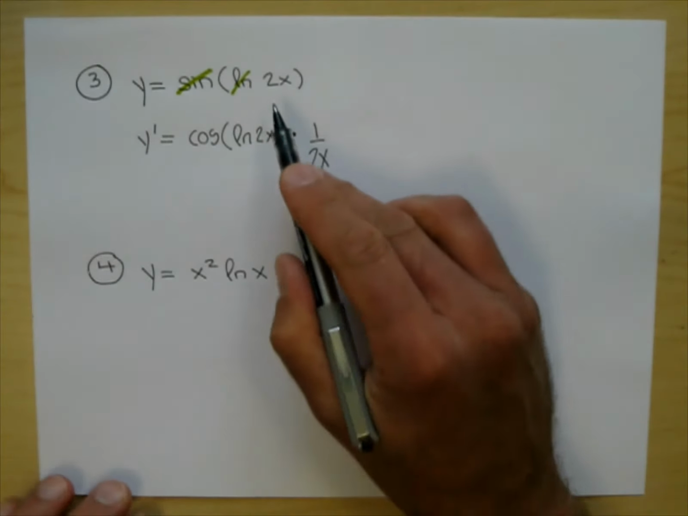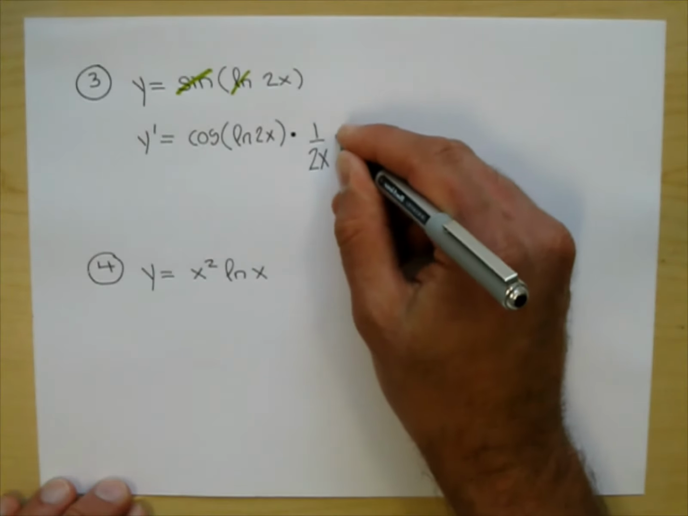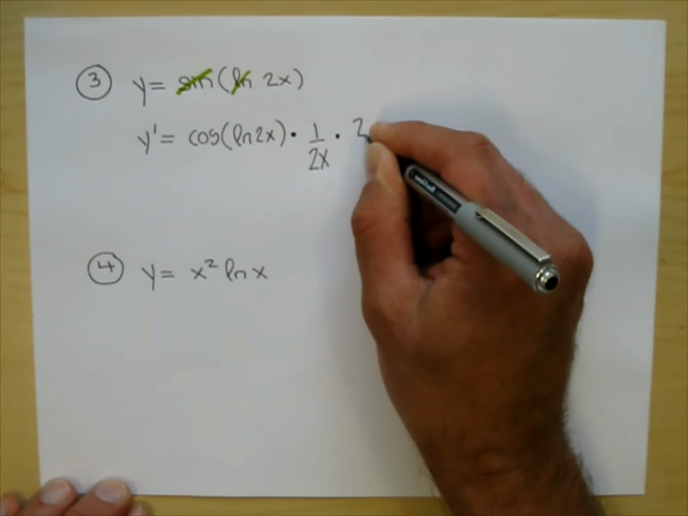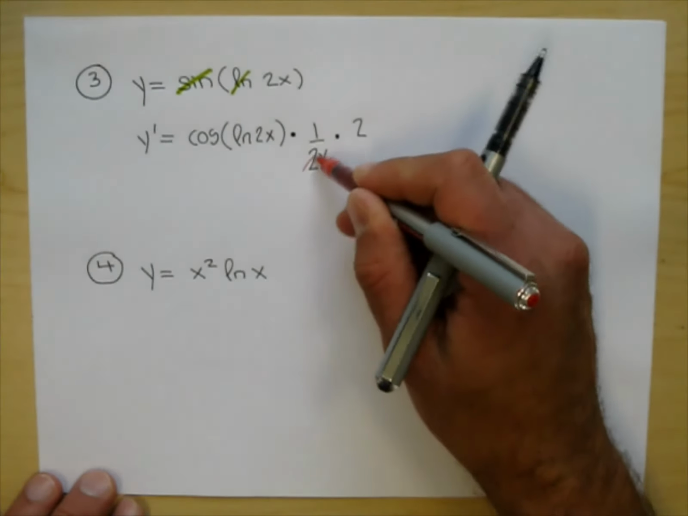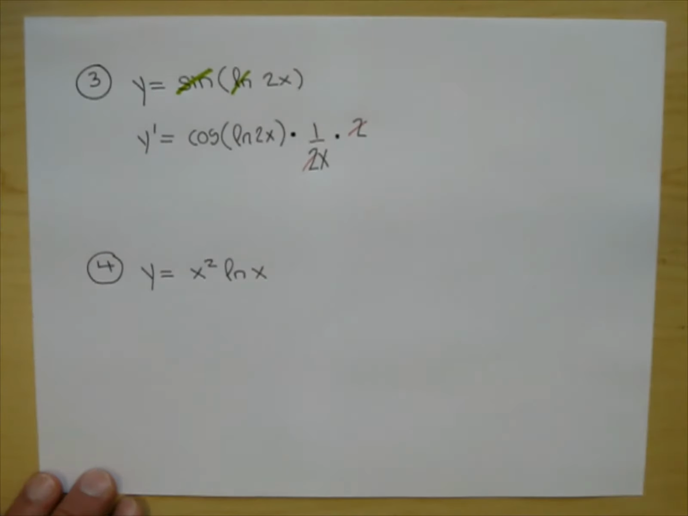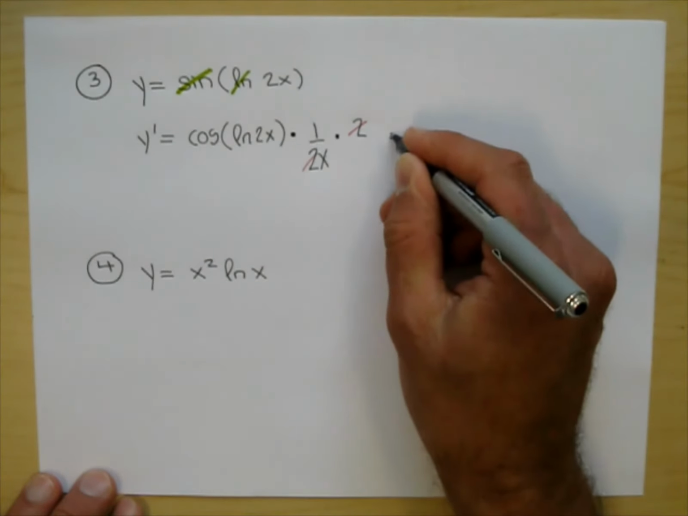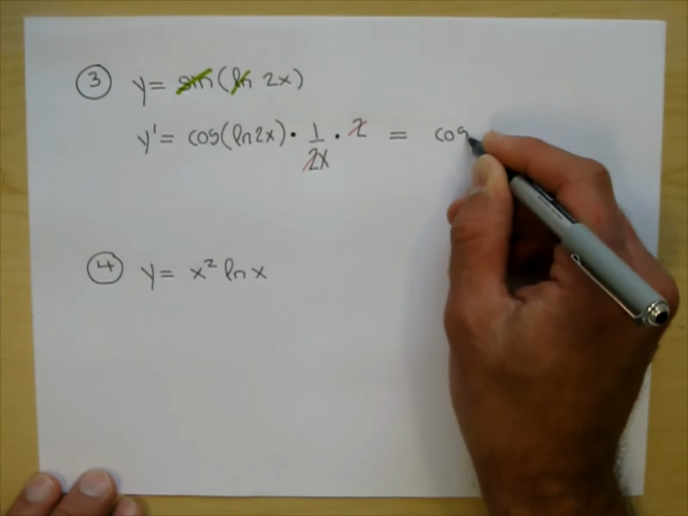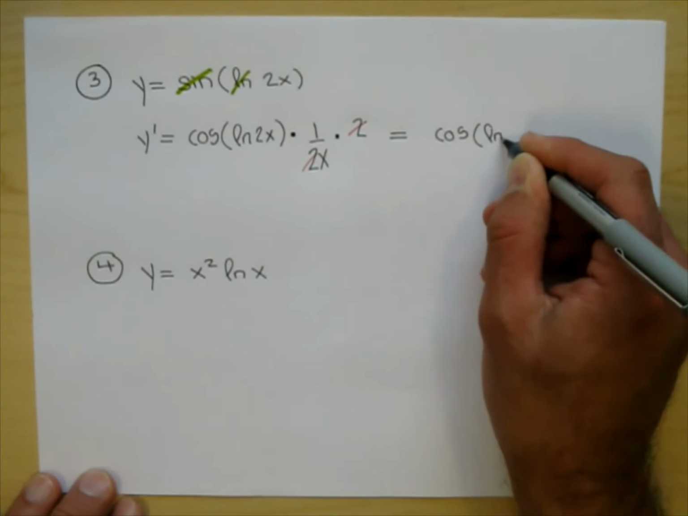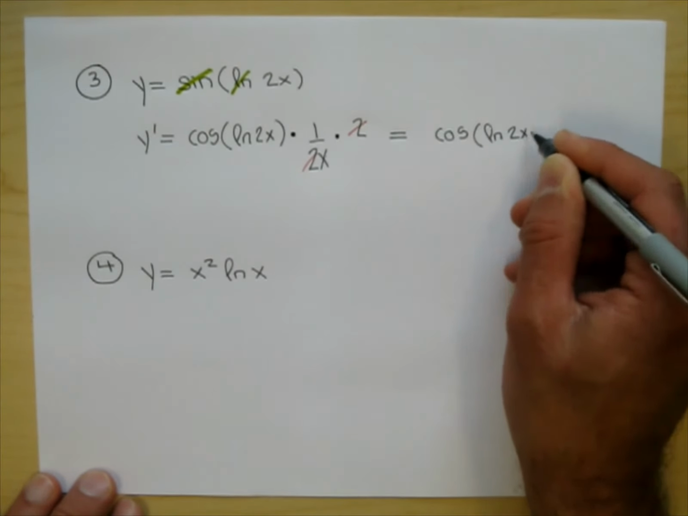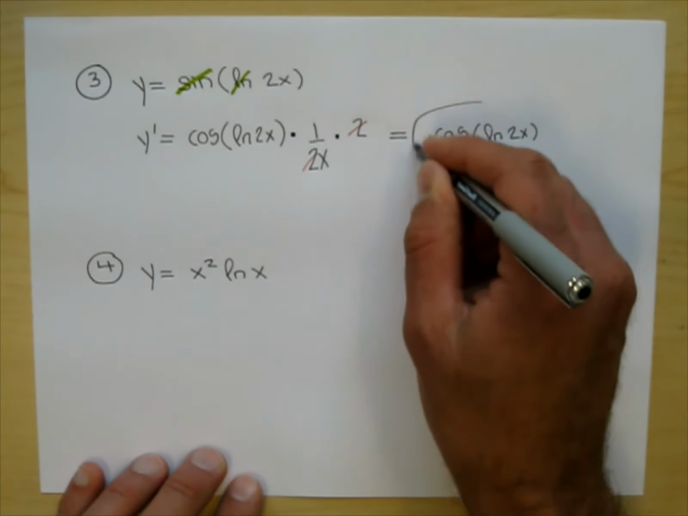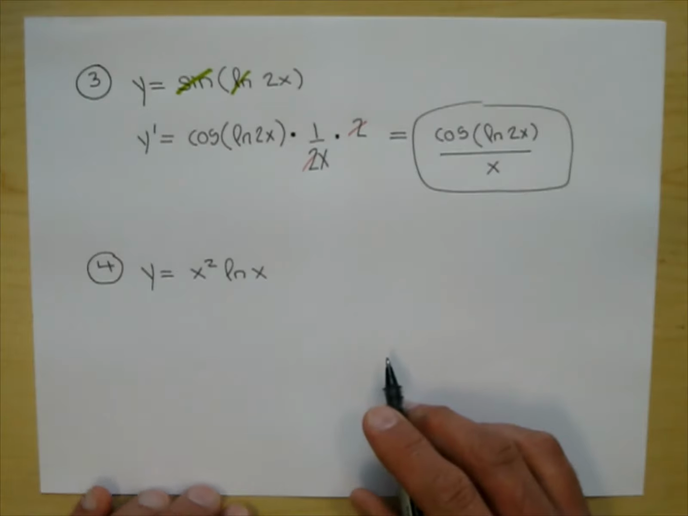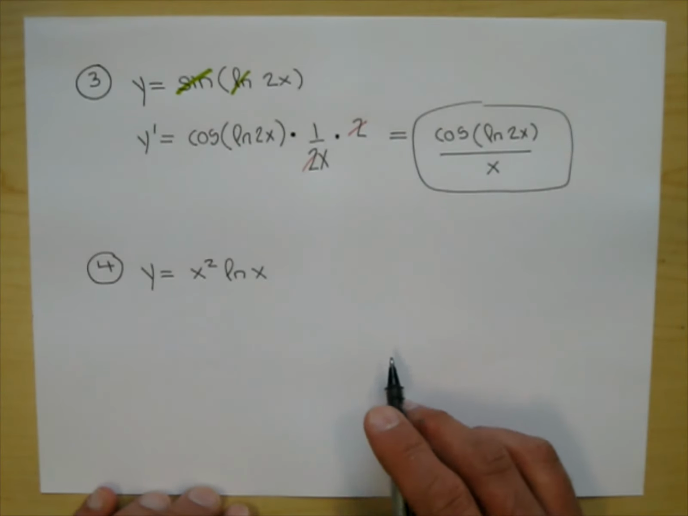Now, what is the derivative of this 2x? Well, it is 2. And now we are done taking the derivative. We're just going to do some algebra cleanup. The 2's cancel. There's an x on the bottom, which stays on the bottom. And so this is the cosine of ln 2x all over x. So there's your answer.